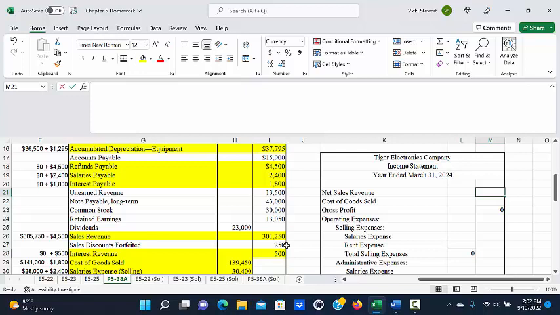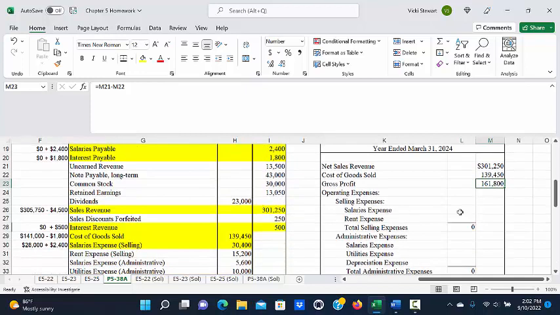of $301,250, and we will take the amount of cost of goods sold, which was $139,450 on the adjusted trial balance, and that gives us gross profit of $161,800. Next, we're going to record our operating expenses, and we're going to classify those according to whether they are selling expenses or administrative expenses.